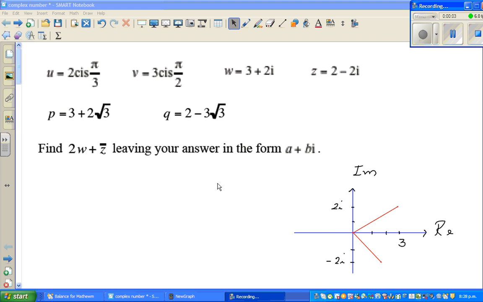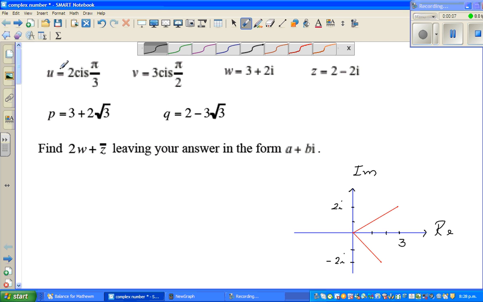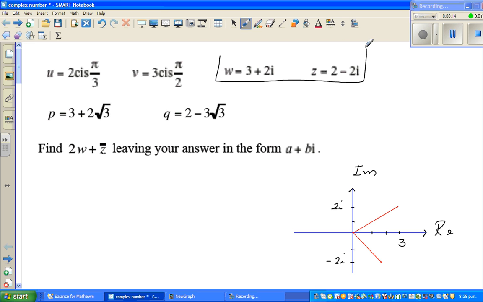Let us look at this question on complex numbers. So the question is, you want to look at W and Z. So I want you to look at this. W is given to be, it's blurry, so I'll rewrite. W is 3 plus 2i, and Z is 2 minus 2i. And this is Z dash, which is the conjugate. So Z dash, or the conjugate of Z, would be 2 plus 2i.